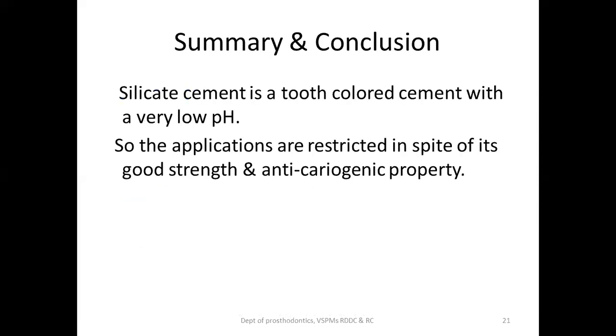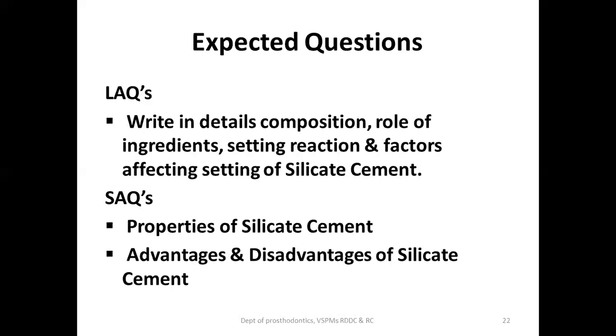Silicate cement is a tooth-colored cement with a very low pH, so its applications are restricted in spite of its good strength and anti-cariogenic property. Nowadays it is rarely used because of the introduction of newer and better materials like glass ionomer cement and composite resin. So the expected long question is to write in detail about the composition, role of ingredients, setting reaction, and factors affecting the setting of silicate cement. And short answer questions: properties of silicate cement, advantages and disadvantages of silicate cement.